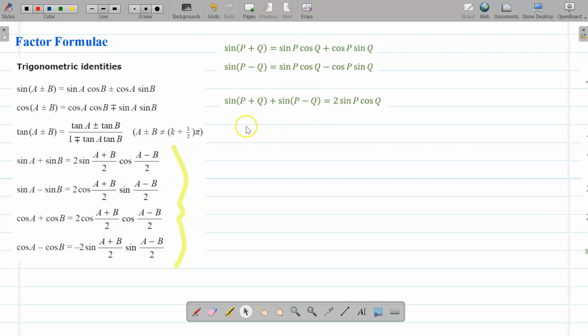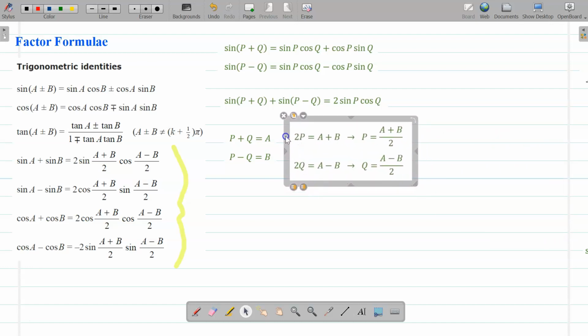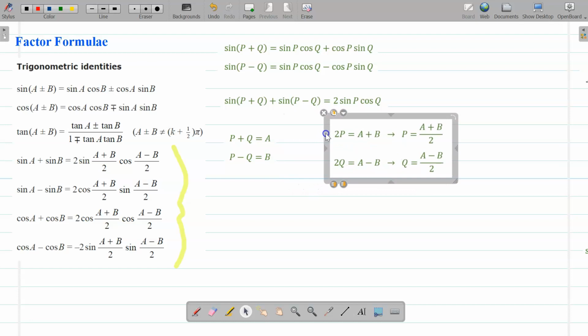Okay, and now I'm going to make a substitution that A is going to be P plus Q and B is going to be P minus Q. Okay, so when I bring that across here, we're going to use that and work out expressions for P and Q in terms of A and B. So what I'm going to do is add these two equations together, and that will give me an expression for 2P, and when I subtract those same two equations I get an expression for 2Q in terms of A and B. And then I just take each of those and halve them to get expressions for P and Q in terms of A and B.